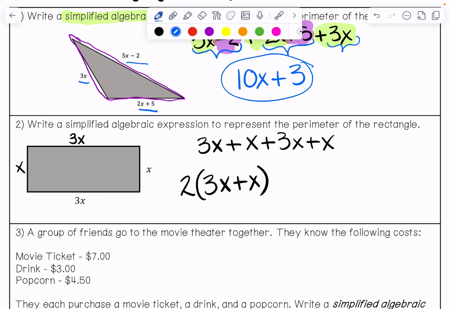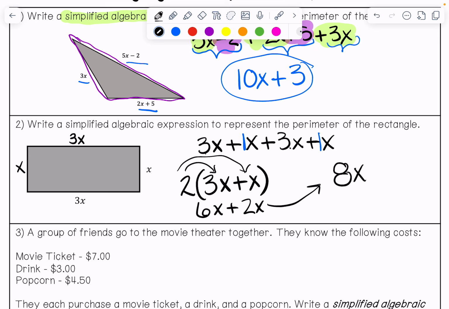So when I see these x's by themselves without a coefficient, remember we have an invisible coefficient of 1 in front of them. And so when I combine all of my like terms that I have here, these are all x terms, so I can simplify them by adding them all up. I'm going to end up with 3x plus 1x is 4x, plus another 3x is 7x, plus 1x is going to give me 8x. Okay. You could also think of distributing and getting 6x plus 2x, and then that would also give you 8x here.